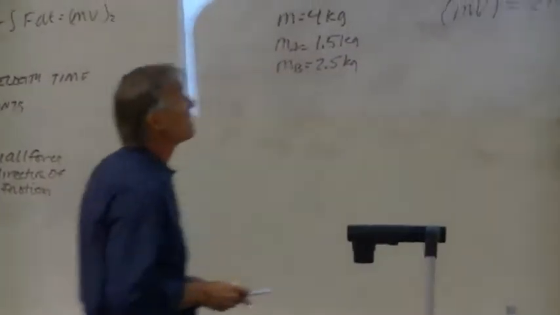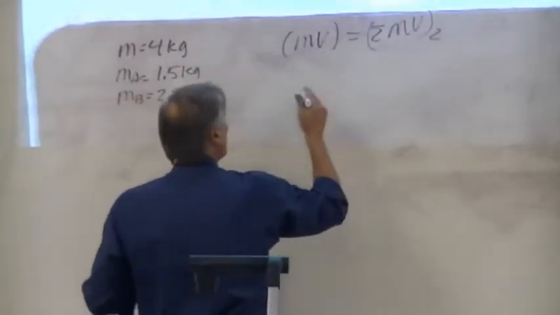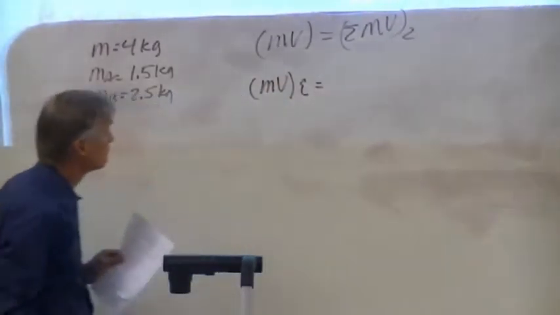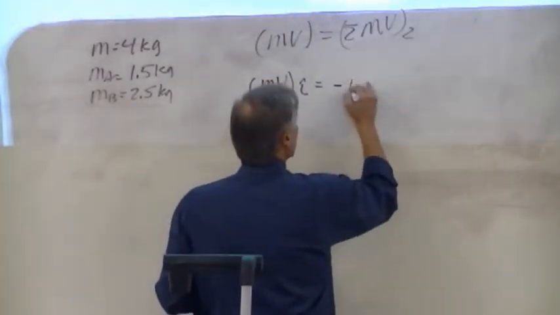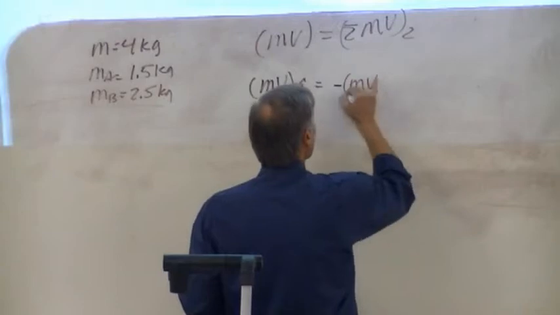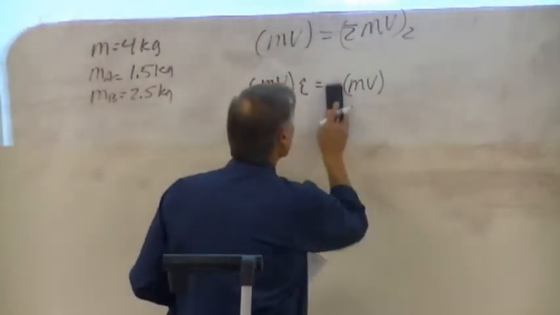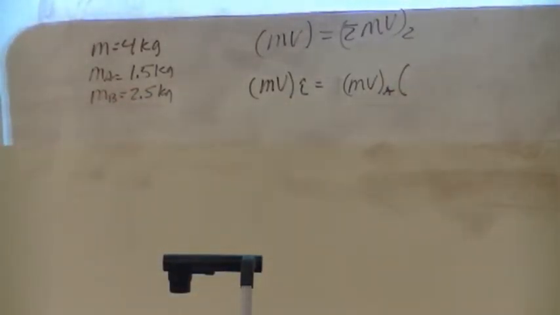So let's define it. We'll have to do it in i's and j's on this one, and you can see some angles. So let's do before. We have mv of the total only in the i direction, don't we? And then we'll have mv minus m_A v_A, and well, let's put it this way, m_A v_A, it'll have an angle, it'll be minus cosine 45 i, positive sine 45 j.